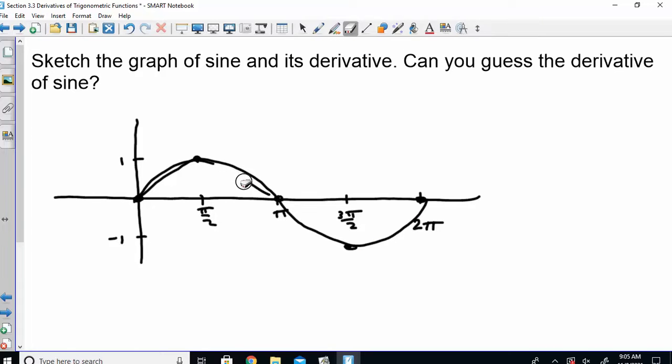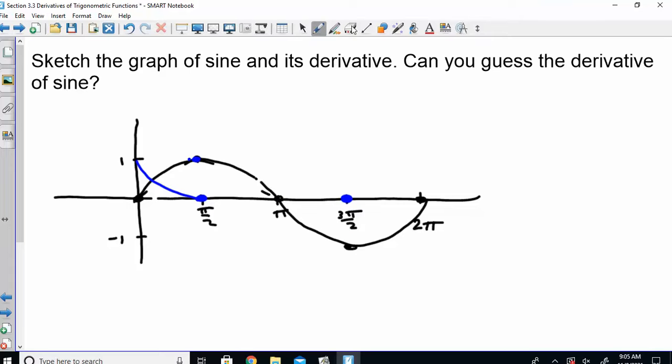Something like this. Okay. If you were going to draw this derivative, we know that right here the tangent line would be horizontal, so the tangent would be 0. Where else is the derivative going to be 0? 3 pi over 2. This part of the graph was increasing. That means the derivative has to be positive.